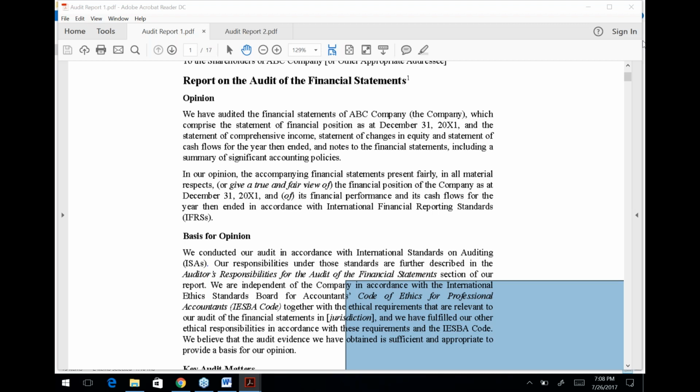And the second paragraph actually reflects the audit opinion, which says, in our opinion, the accompanying financials present fairly, in all material respects, or give a true and fair view of the financial position of the company.